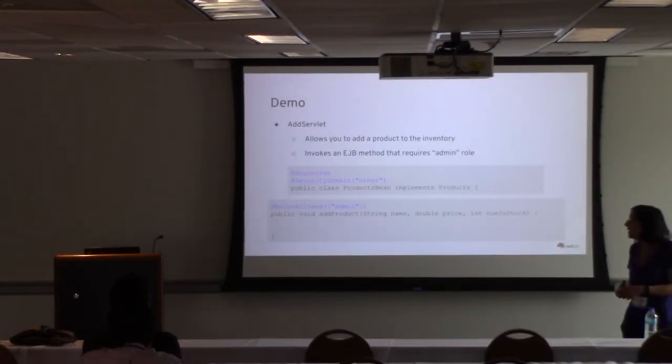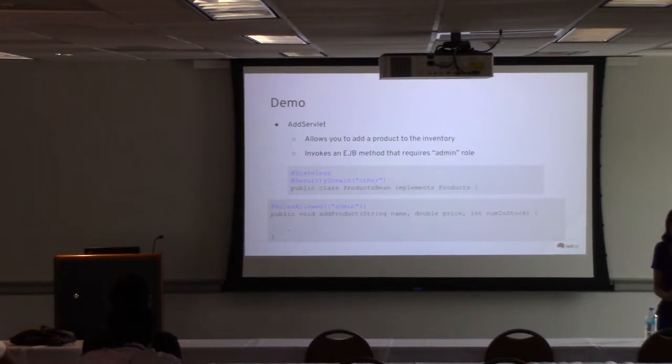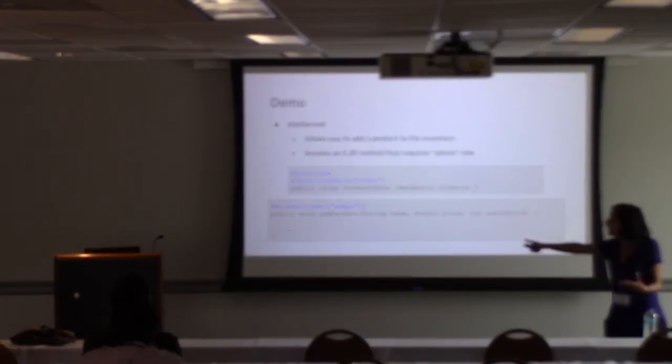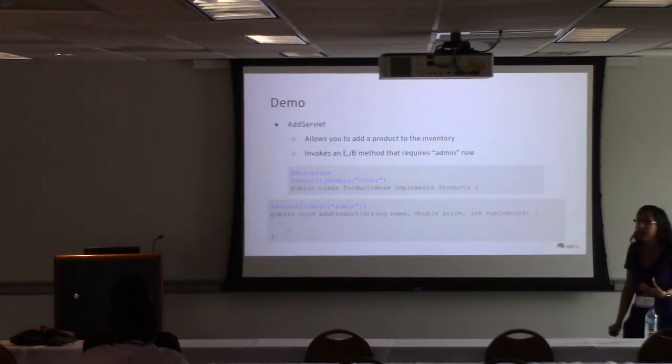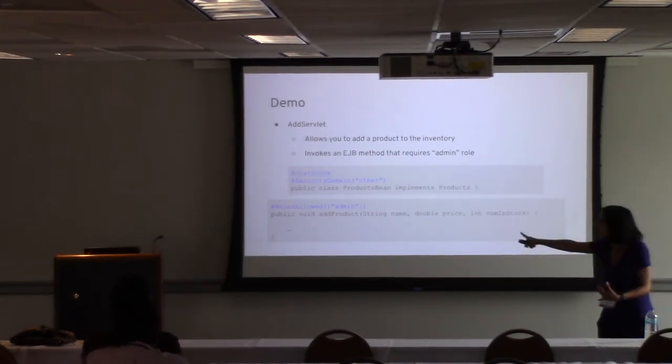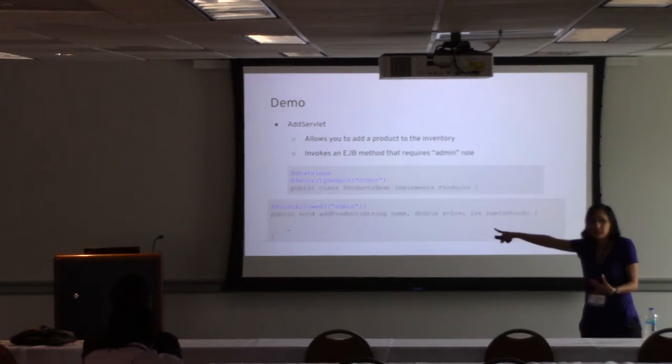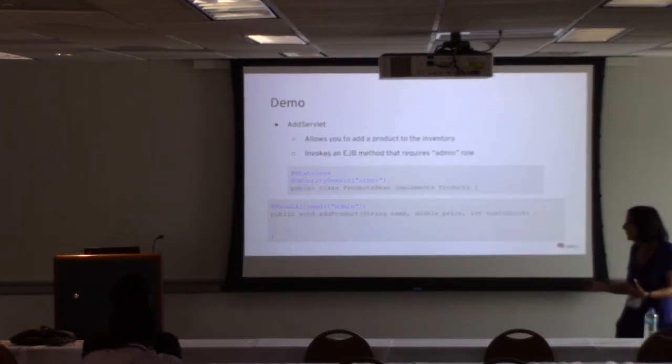Our next servlet is called the add servlet. It allows you to add a product to the list of products that are in stock. It invokes an EJB method called addProduct that requires admin role. As you can see here, it has this RolesAllowed annotation, which specifies that you must have admin role to invoke this method.